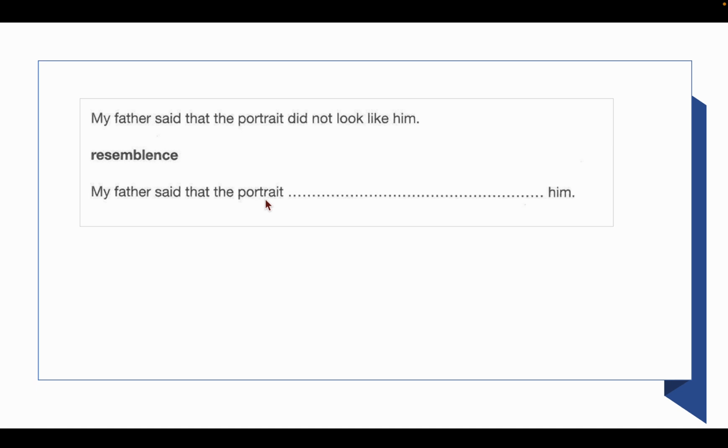My father said that the portrait, and instead of bear resemblance, we need to use the past tense, bore no resemblance. And then the preposition used here is to him. You bear resemblance to someone. And what you notice is that the answer is always split in half. So there's basically 1 point here, and then another point here.